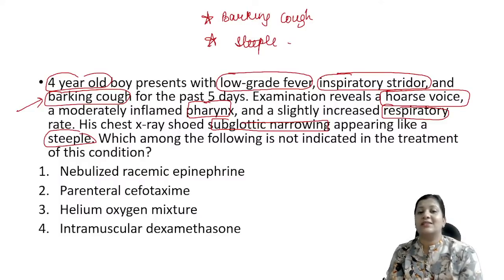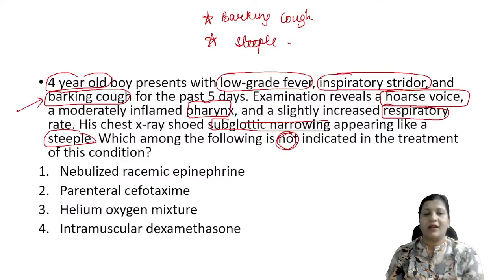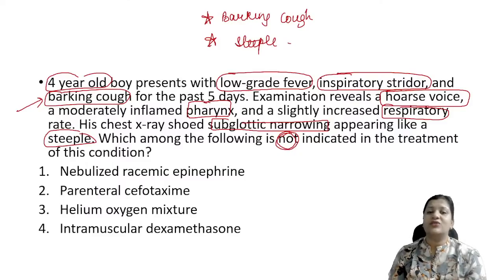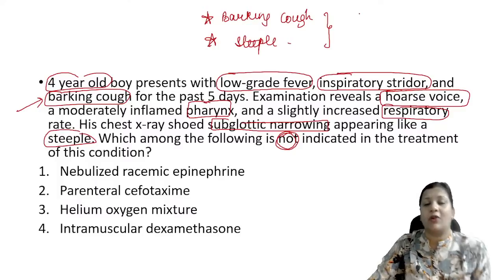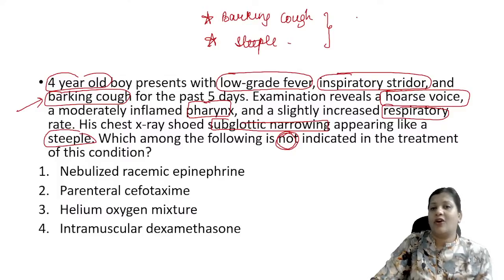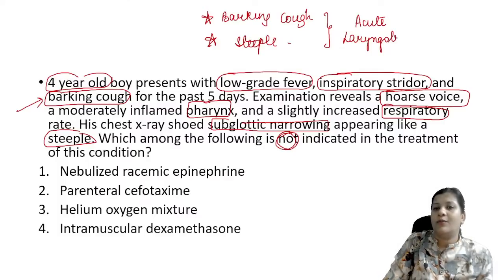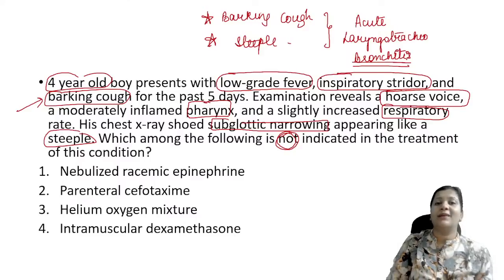Which among the following is not indicated in the treatment? Nebulized racemic epinephrine, parenteral cefotaxime, helium oxygen mixture, intramuscular dexamethasone. So which one is not indicated in the treatment? What are we talking about? Barking cough, steeple sign, narrowing of the subglottis, hoarseness of voice. We are talking about acute laryngotracheobronchitis. In ALTB, you will see this condition where the patient will have fever.